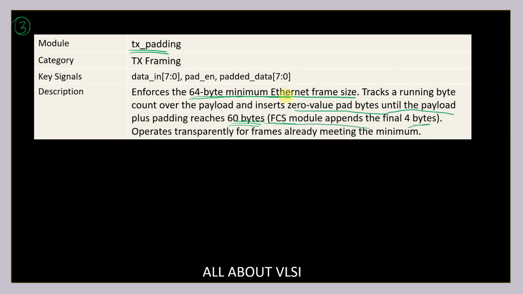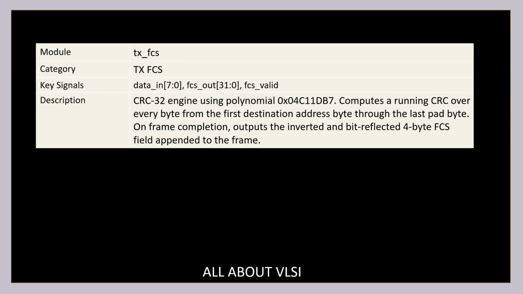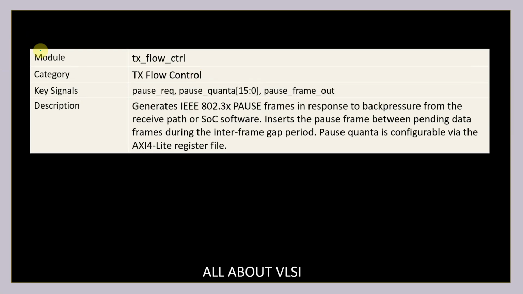Basically FCS is 4 bytes. We are going to add 4 bytes to the final frame, right? So this particular module is going to add the padding, and we are going to discuss it in detail when we get to this module's discussion. I'm just giving you an overview of what modules we are going to have and the functionality of each. And next is TX FCS. This we have already discussed. We have also seen the coding part of this frame check sequence, how it performs the frame check sequence. And next is TX flow control.